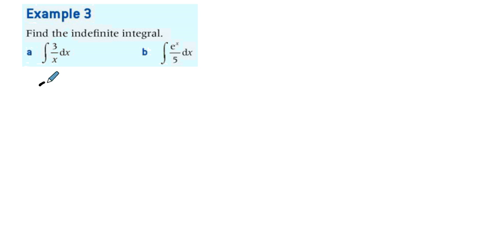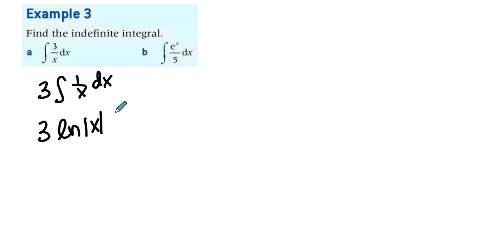So this is the same thing as 3 integrating 1 over x with respect to x. If it confuses you with that 3 up top, because it's just a constant, we can always pull our constant out of our integrand. So therefore, it's 3 times the antiderivative of 1 over x, which is the natural log of the absolute value of x plus c.